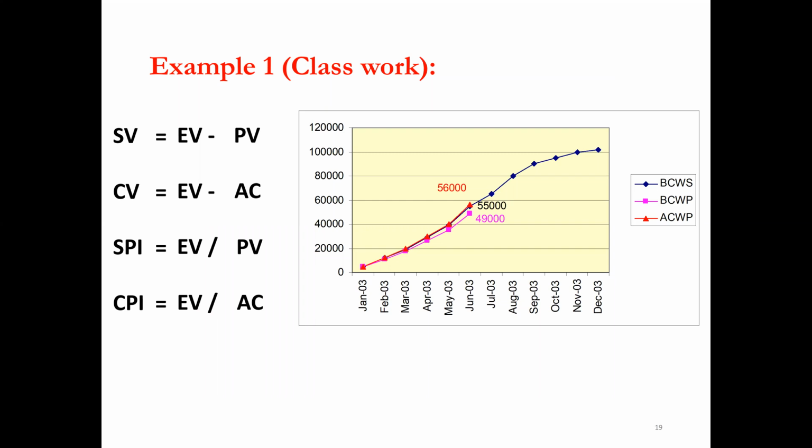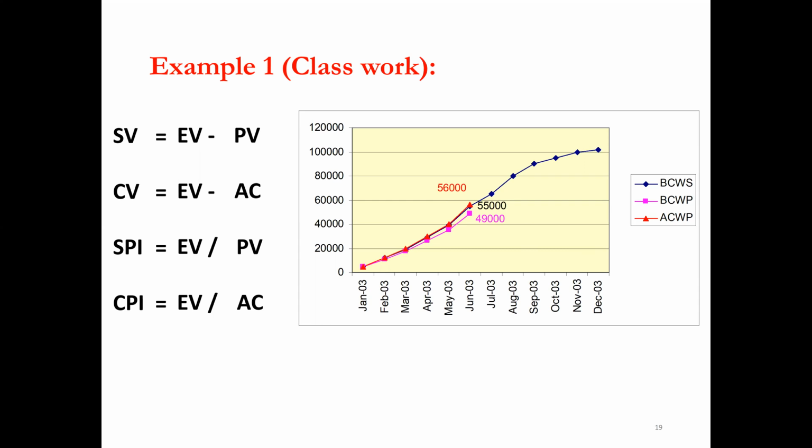Okay. So to continue further, we are going to solve one example, the question we solved in class as classwork. Here the graph is given. At the top in the legend is PV, and PV is 55,000. Then budgeted cost of work performed is EV, pink color, and it's 49,000. And AC is actual cost of work performed, red color, with a value of 56,000.